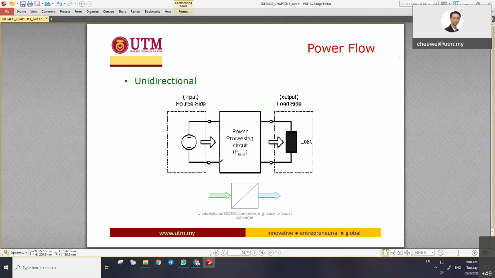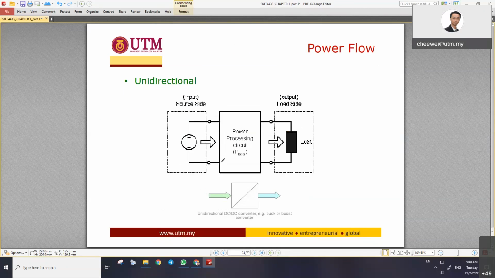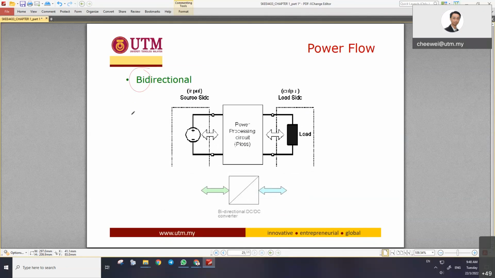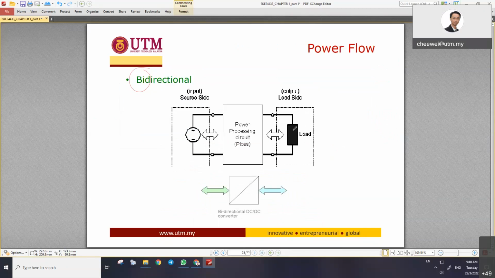Okay, power flow, we have unidirectional and bidirectional. What do you mean by uni and bidirectional? Okay, unidirectional means that one way. Okay, you have the supply going to the output in one way. That's all. You're supplying, you're receiving. That's it. What about two ways, or we call it bidirectional?